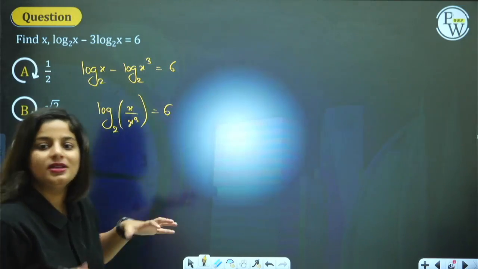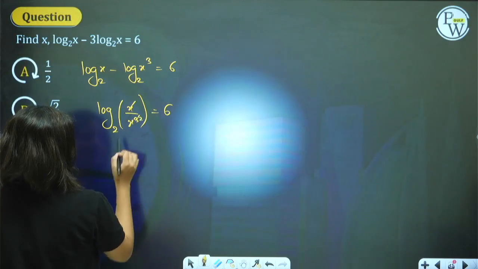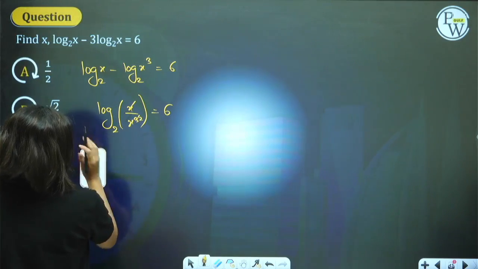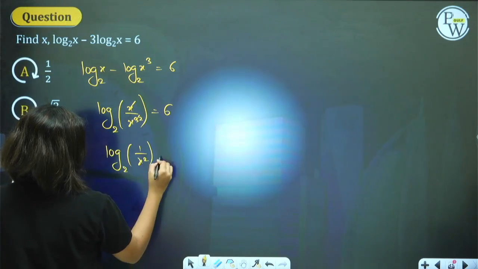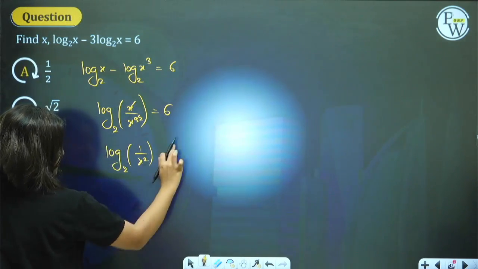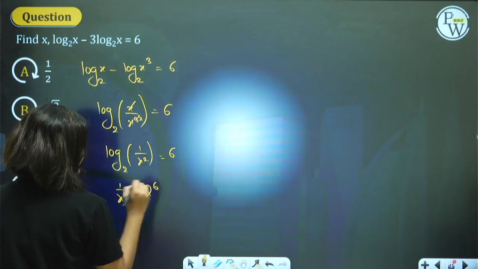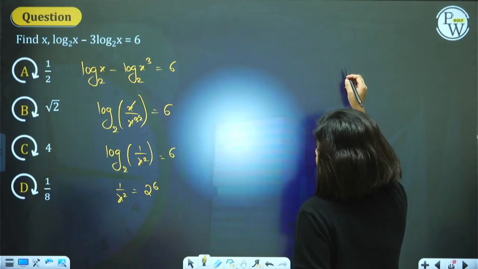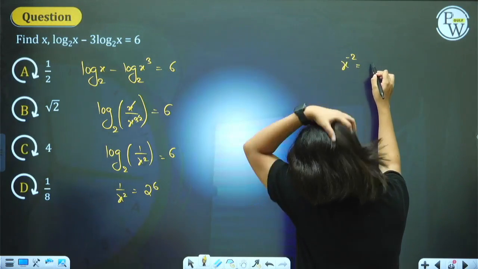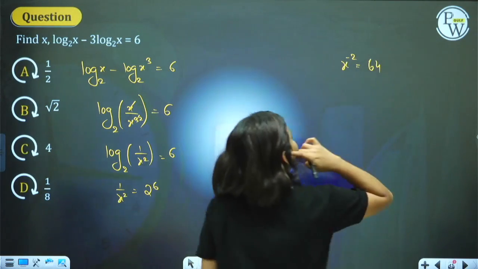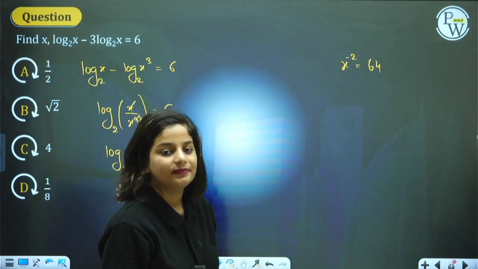Log a minus log b is log of a by b. One of the x's cancels, so it's log of 1 upon x square to the base 2 equal to 6. 1 by x square is equal to 2 raised to 6. Simplify. X raised to minus 2 is equal to 2 raised to 6, which is 64. And 64 is 8 square.